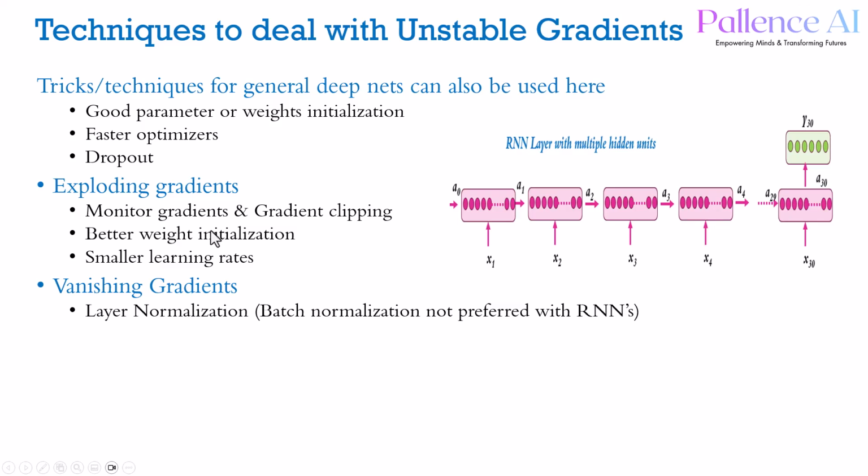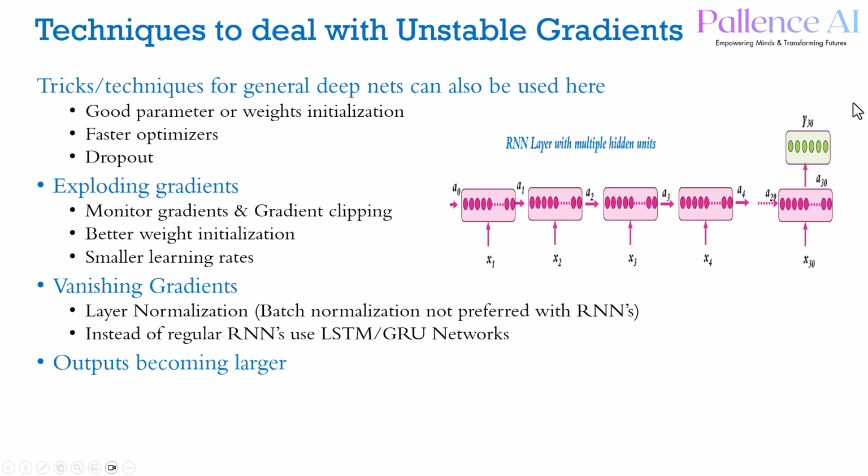Okay. And coming back to the vanishing gradients, instead of regular RNNs, we can also use more specialized networks called LSTM and GRU. LSTM stands for long short-term memory, and GRU stands for gated recurrent unit. We're going to learn about these networks in the next few slides. All right. So this is what you do in dealing with the vanishing gradients.